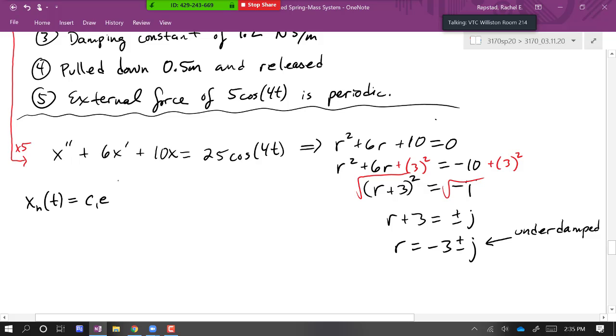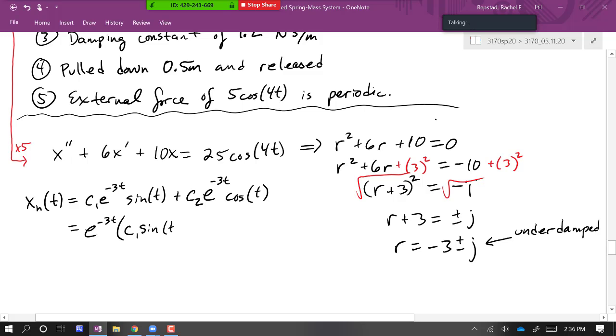Right, so what's our alpha and beta here? -3 and 1. So -3, the real part, is alpha, and the imaginary part is beta, so this is C1 e to the -3t sine t plus C2 e to the -3t cosine t. Or I'm going to just factor out the exponential part, so e to the -3t, and then in the parentheses C1 sine t plus C2 cosine t.